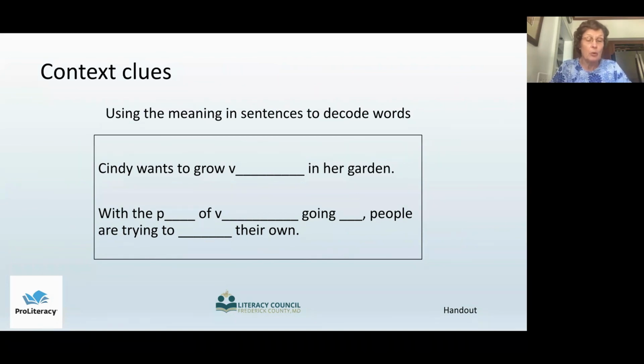Here are two more challenging fill in the blank examples. Can you figure out the first one? Cindy wants to grow vegetables in her garden. How about the second one? This one's even harder. With the price of vegetables going up, people are trying to grow their own. Very good if you got them.